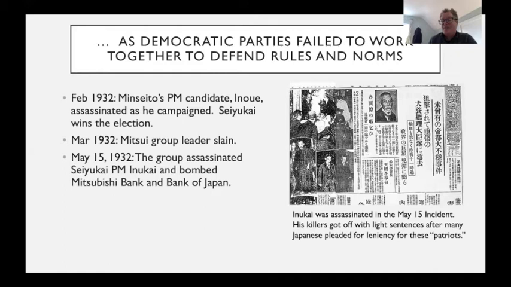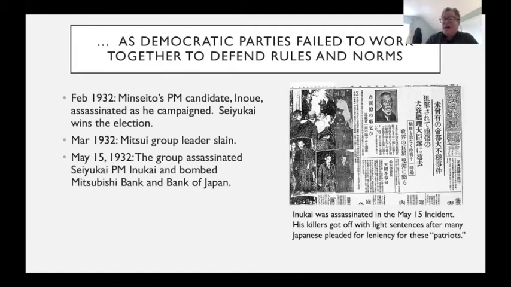So it turned out that despite Seiyukai's attempts to take advantage of the situation and gain an advantage on the Minseto during a time when civilian and democratic rule was under challenge, Inukai himself fell victim to this group of terrorists, along with several other major economic institutions in Japan.